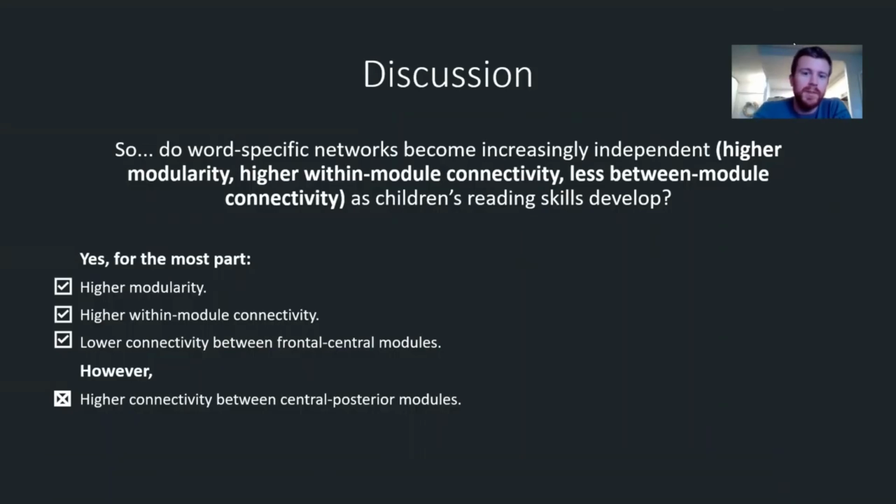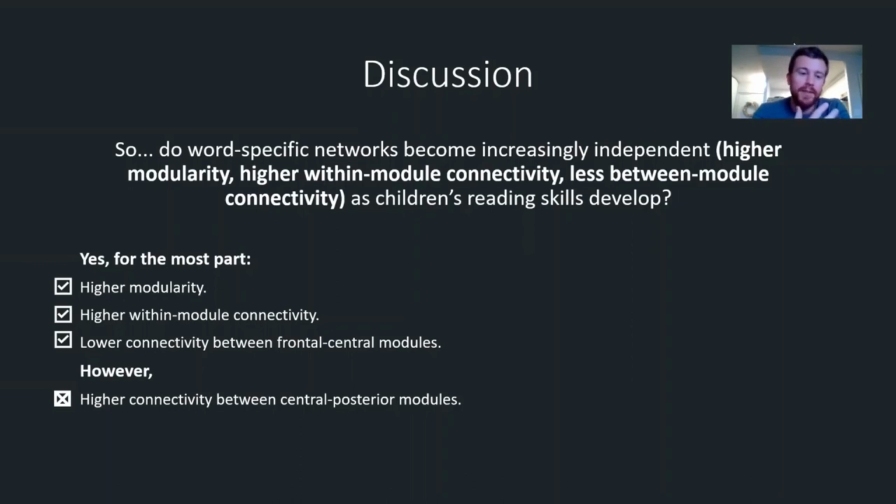So, do our word-specific networks become increasingly independent as reading skills develop? For the most part, they do. We did in fact observe higher modularity, higher within-module connectivity, and lower connectivity between frontal and central modules. However, we also observed higher connectivity between central and posterior modules.